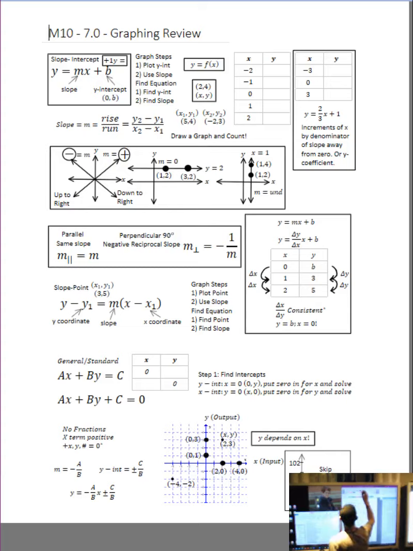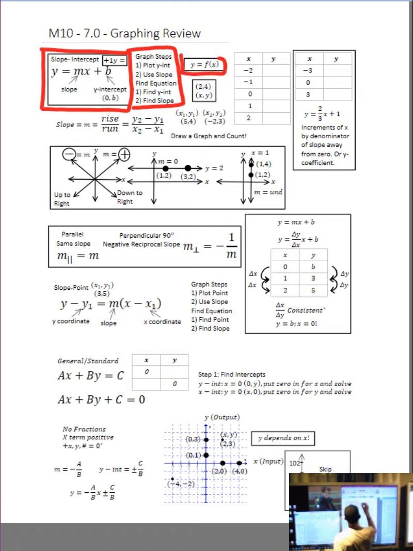Okay, so we have the graphing review. First of all, we have slope-intercept form, y equals mx plus b, where m is the slope and b is the y-intercept. We have instructions to graph it or find it. Go look at the individual sections.